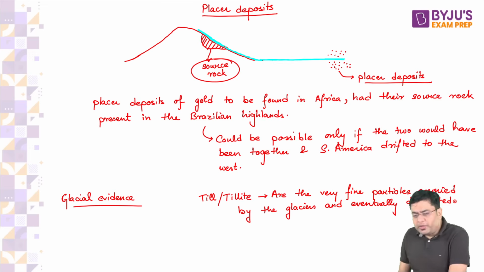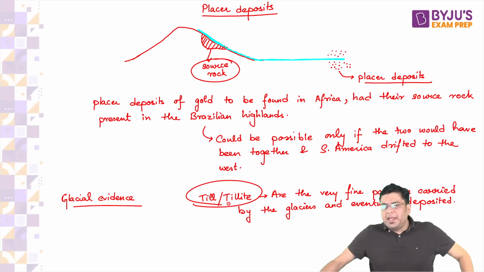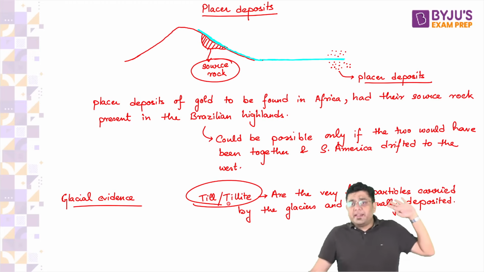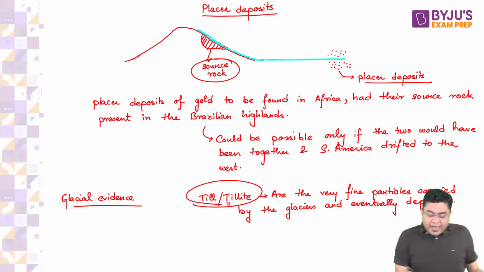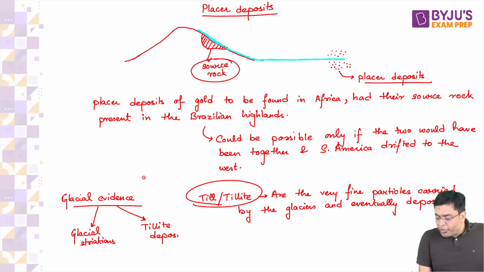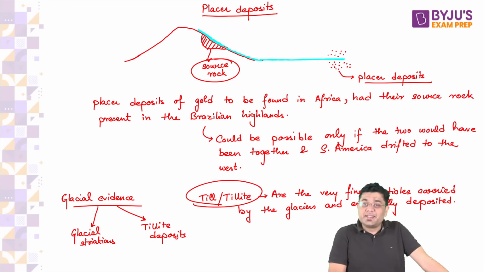Okay, so this glacial till or tillite can be in existence only where the glacier has ever been in existence. They can never be situated in a place where the glacier has never been in existence. So the glacial evidence which Wegener looked at included both glacial striations and the tillite deposits. Now, both of these would indicate that at some point of time in the geological history of that place, a glacier would have existed in that region.